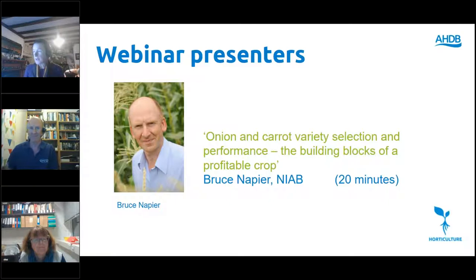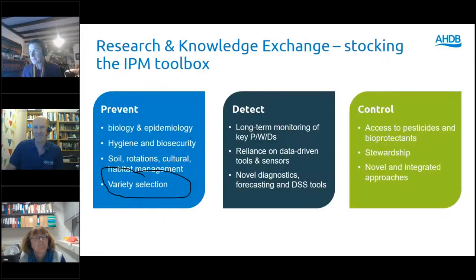The first of our speakers is Bruce Napier. Bruce is the NIAB vegetable and salad crop specialist. He has 30 years of research and trials experience, and his current horticulture work delivers research on variety performance, crop agronomy and IPM best practice. He leads a consortium of four research organisations delivering AHDB Horticulture Strategic Centres for Field Vegetables, which I manage on behalf of AHDB. So Bruce will be talking about onion and carrot variety selection and performance, the building blocks of a profitable crop. And as you can see here, varieties are a particularly important part of an IPM strategy.